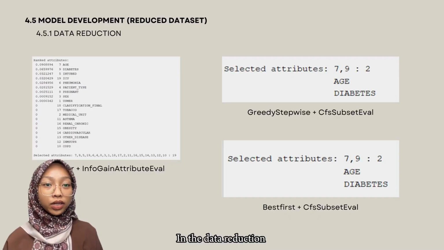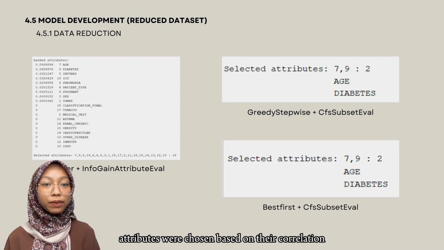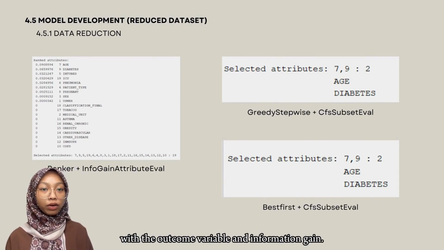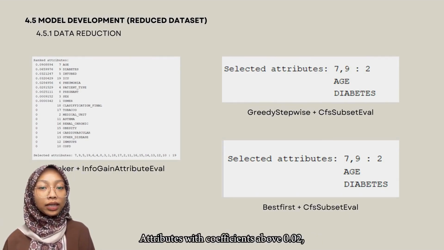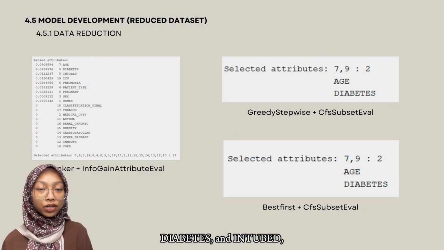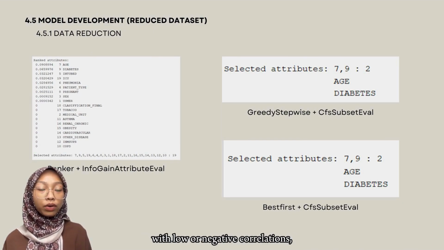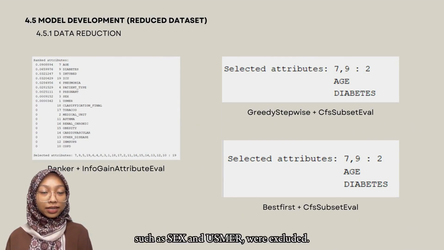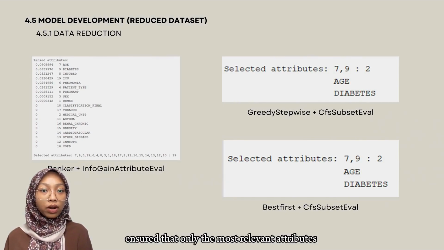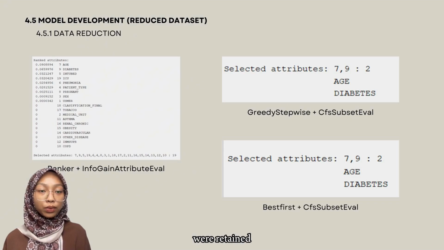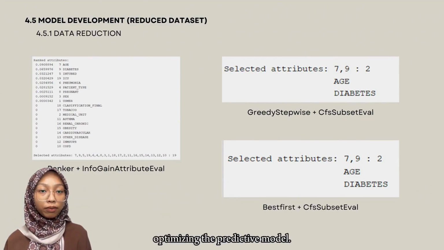In the data reduction process, attributes were chosen based on their correlation with the outcome variable and information gain. Attributes with coefficients above 0.02, such as age, diabetes, and intubate, were considered significant, while those with low or negative correlations, such as sex and USMR, were excluded. This approach ensured that only the most relevant attributes were retained, optimizing the predictive model.